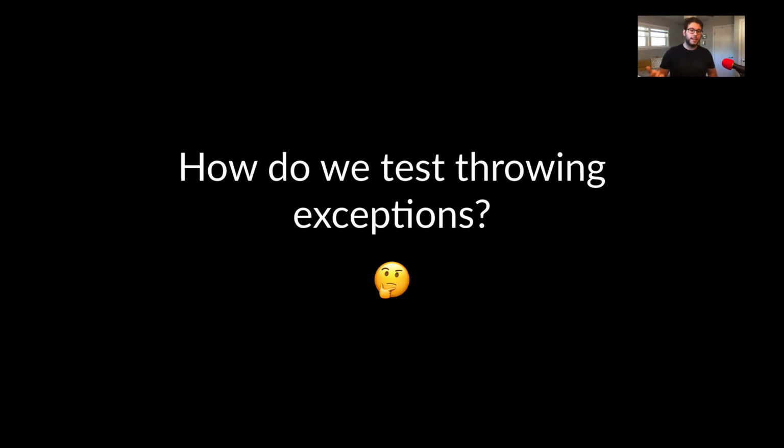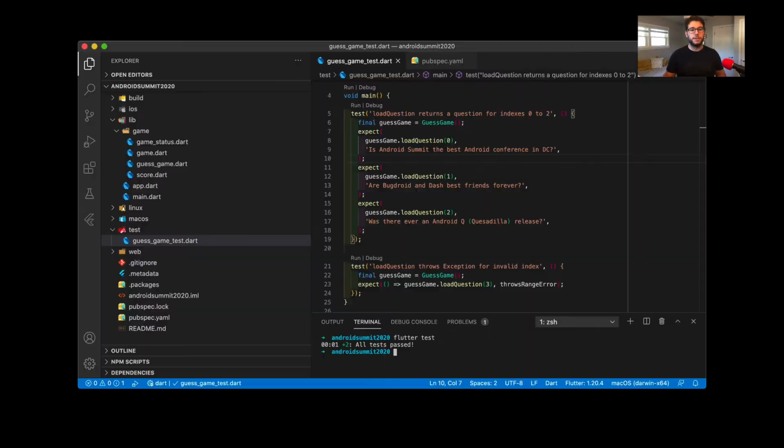There's something else that we can test in here. We had 3 questions. So what if we try to access the question at index number 3? That's going to throw an exception, right? Well, we can test that as well. As you can see, we create a second test method. We still create a guess game object. And for the guess game, load question at index 3, we can assert that it throws a range error. That throwsRangeError is a built-in matcher from the Flutter test framework. If we run this test again, as we can see at the bottom, it passes without a problem.